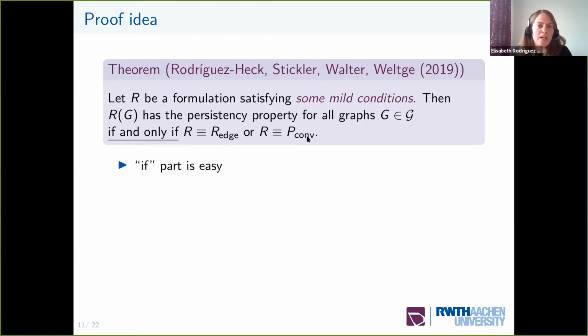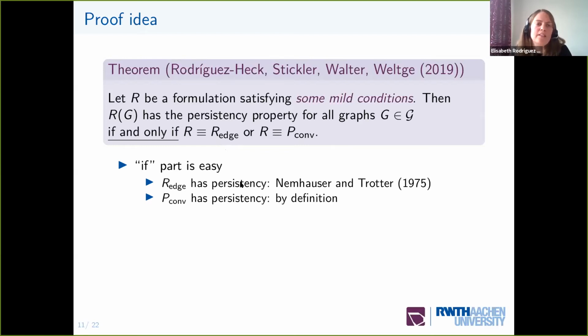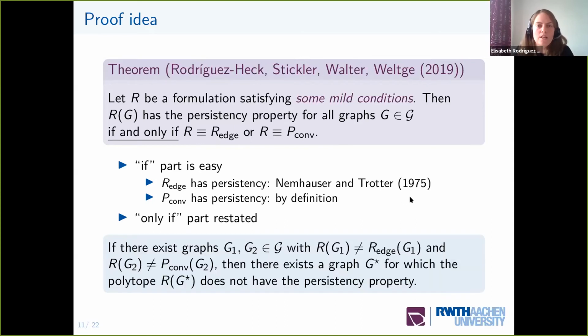Now the if part is easy, because if R is equivalent to the H formulation, then it has the persistency property for all graphs. This was the result of Nemhauser and Trotter, which motivated our research. And if our formulation R gives the perfect formulation, so the stable set polytope for every graph, then it has the persistency property by definition. So the only difficulty comes in proving the only if part.